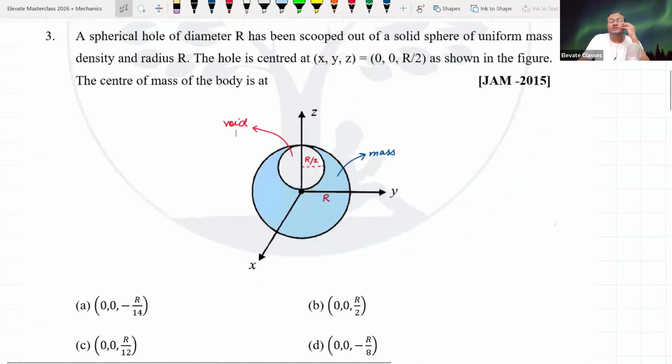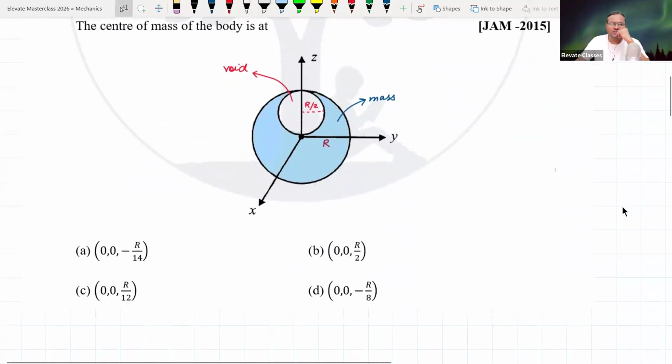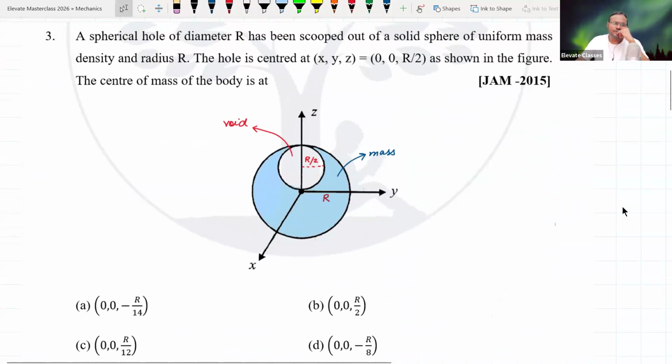See, in questions like these, you consider the original mass and the scoop mass as two different bodies. The only difference is that you consider the scoop mass to have negative mass density because that is acting as taking out of the system, right? It is not adding to the system. It is being taken out of the system. That's it. If you make this small change, you will be able to solve these kinds of questions. Think of the original mass as M1 and the scoop mass as minus M2. That's it. बाकी कैलकुलेशन similar है.